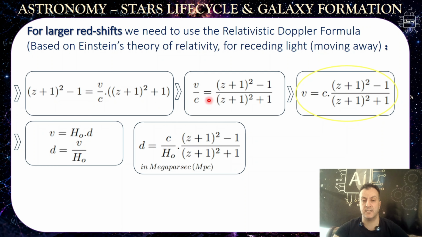We get v over c is equal to ((z plus 1) squared minus 1) over ((z plus 1) squared plus 1). And finally, the recession velocity is equal to c times ((z plus 1) squared minus 1) divided by ((z plus 1) squared plus 1). You place it back in the formula where d is equal to v divided by H0, so the distance is equal to c divided by H0 times ((z plus 1) squared minus 1) over ((z plus 1) squared plus 1). And of course, again, the distance is in parsecs.